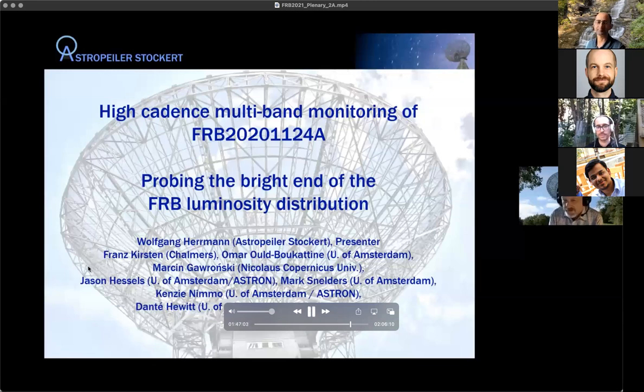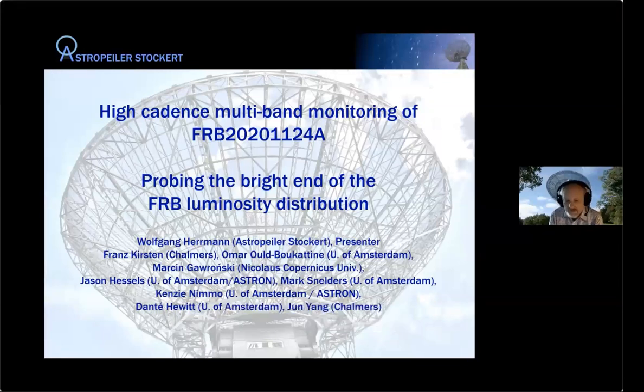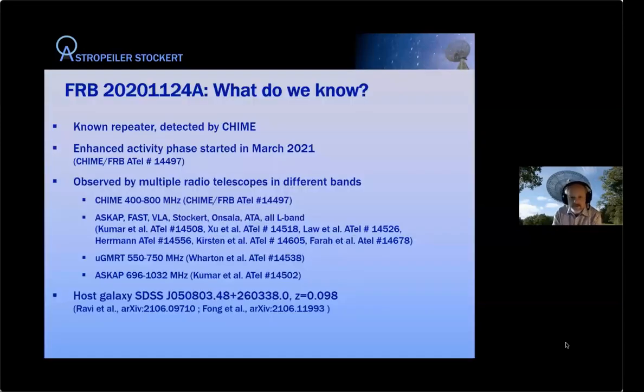I should mention that there are quite a few people involved in the preparation and the data behind this from the University of Amsterdam and ASTRON and the Chalmers University in Sweden and the Nicolaus Copernicus University in Poland, because it's a multi-instrument effort that we'll be talking about, and it's about the observation of FRB 2021-1124A. So let's get started by saying, what do we know about this FRB so far?